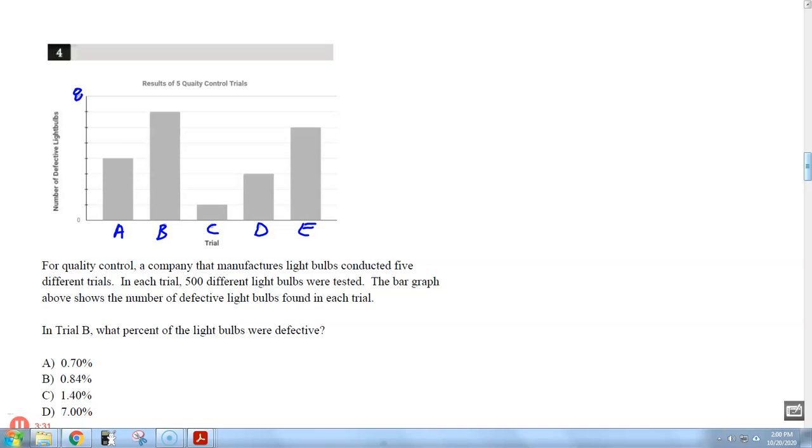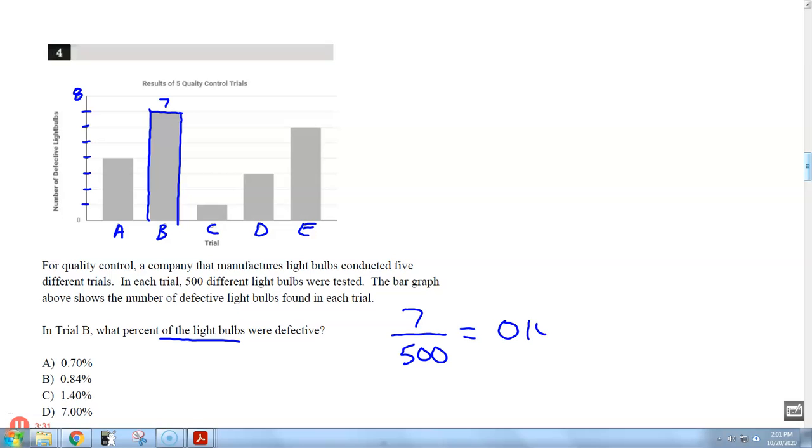It looks like our top number here is 8. So 1, 2, 3, 4, 5, 6, 7, 8. And the top of that bar represents 7. So what percent of the light bulbs out of all of them? We had 7 out of 500. I'm just going to put that in a calculator and divide it out. 7 divided by 500 is 0.014. Then I need to multiply by 100, or move my decimal 2 places to the right, and I'll get 1.4%. So the correct answer there is C.